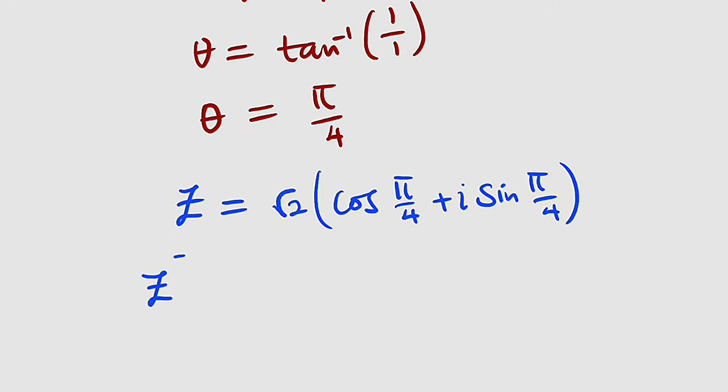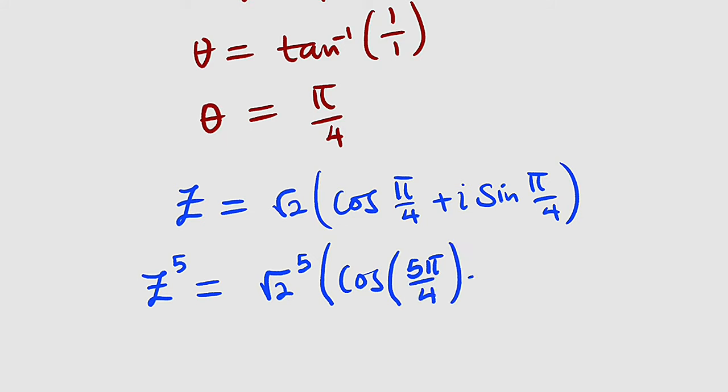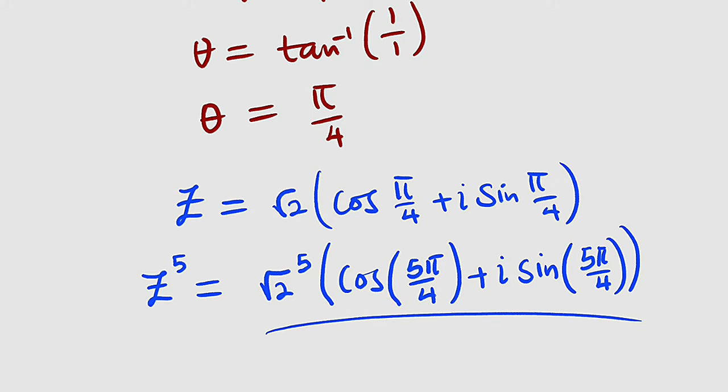So z to the power of 5, according to the Moivre theorem, is the same thing as r to that power, multiplied by cosine of what? That n multiplied by the angle, that is 5 pi by 4, plus i sine of that same 5 pi by 4. So now let us simplify this.